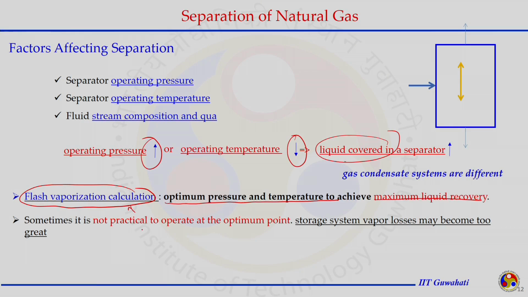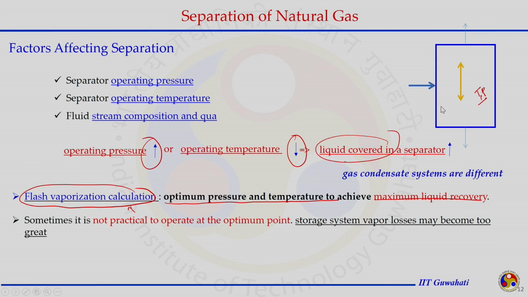Sometimes it is not practical to operate at the optimum condition. As we already mentioned, for example, in the storage system vapor losses may become too great and we are losing the vapor. That is why it is not always important to run at the optimum condition, but at least the flash vaporization calculation will provide us the guidelines to calculate the amount of liquid and gas that is going to be produced when a stream of fixed composition is entering a separator.